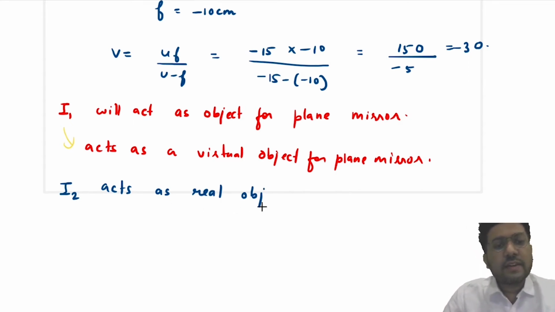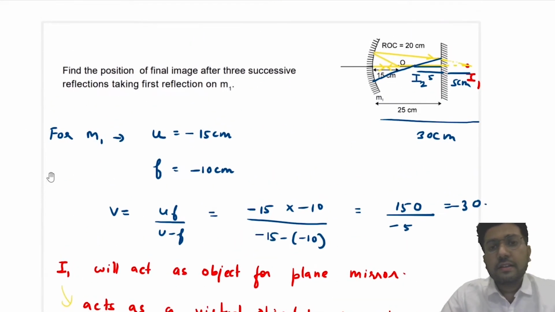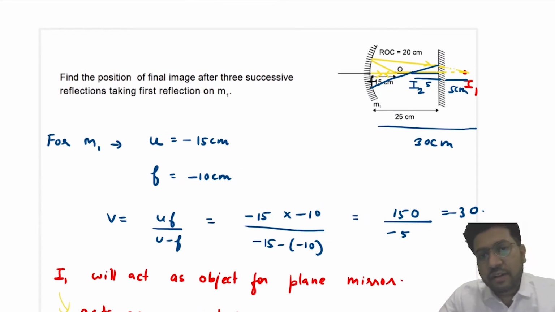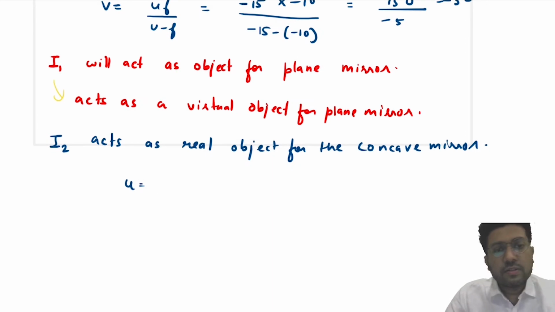I2 acts as a real object for the concave mirror. For this concave mirror, let us see what the object distance is. This object is in front of the optical instrument, so it is negative. This distance is how much? If this is 25 and this is 5, this is 20. So u is equal to minus 20 and f is equal to minus 10.